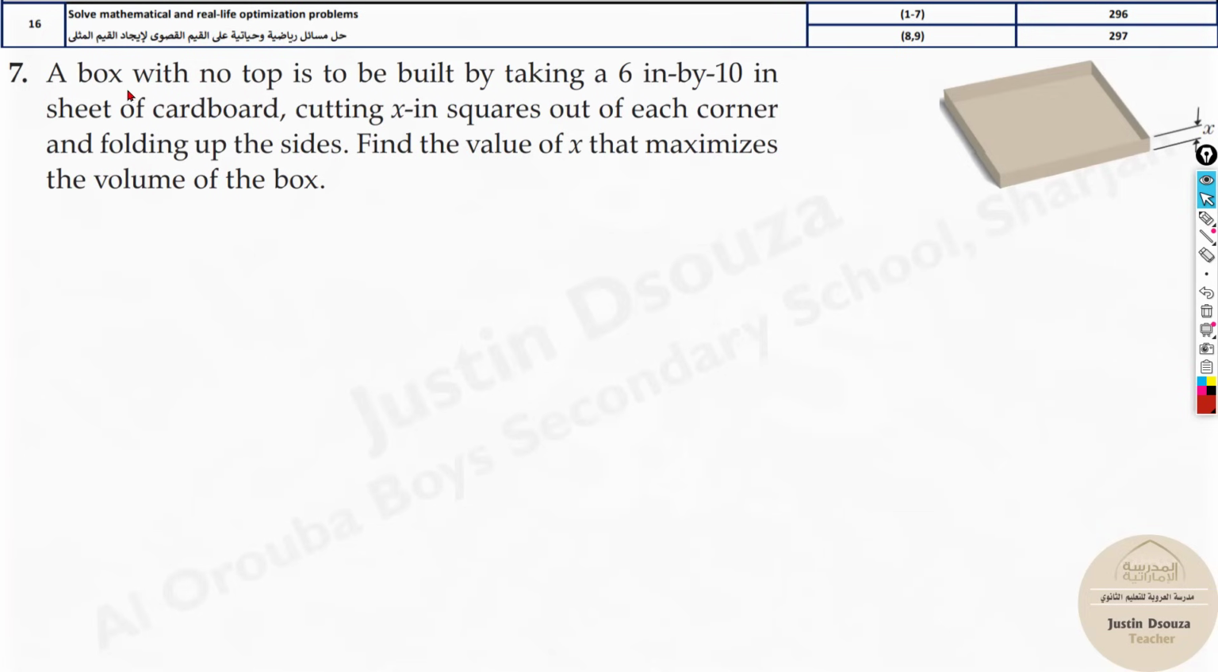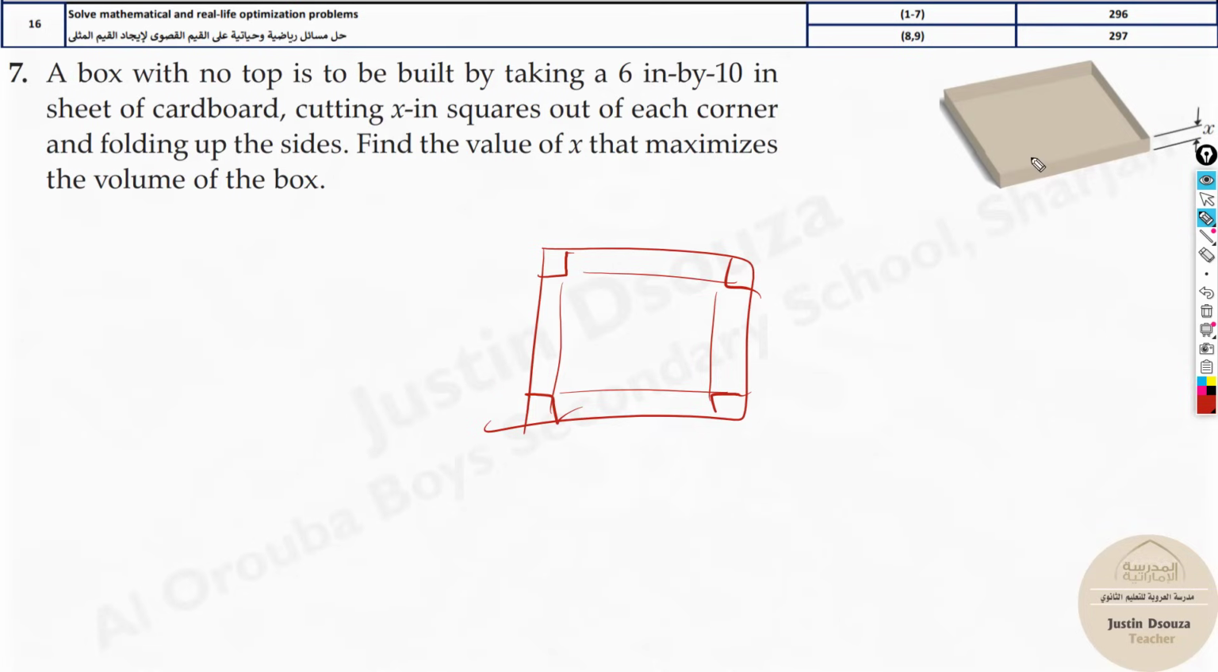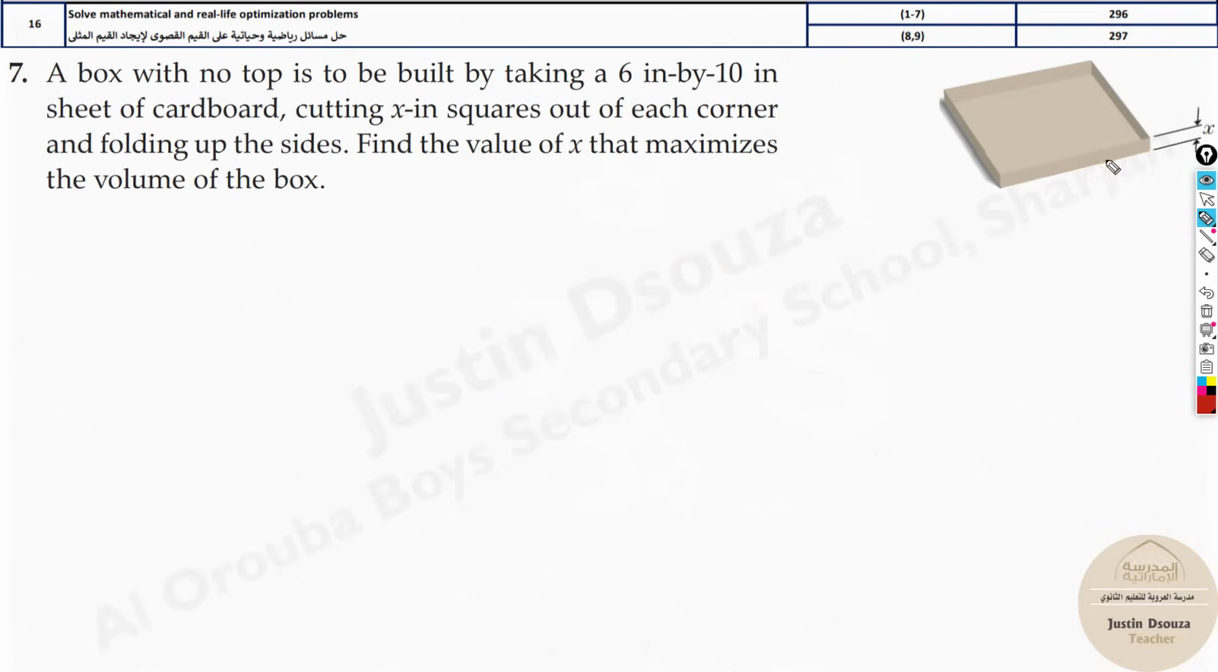Let's do this one. A box with no top is to be built by taking a 6 inches by 10 inches sheet of cardboard, cutting x inches squares out of each corner, and folding up the sides. See, what happens is you're cutting a square. Let me just draw a square over here, and you're cutting a square at each corner and then folding this side up, up over here, up over here, up over here, and this is how you form this box. We need to find the x value that will basically minimize the volume of the box.